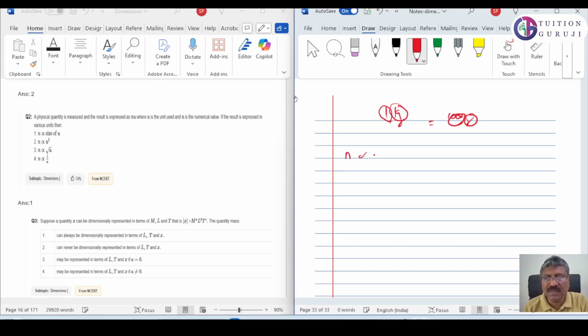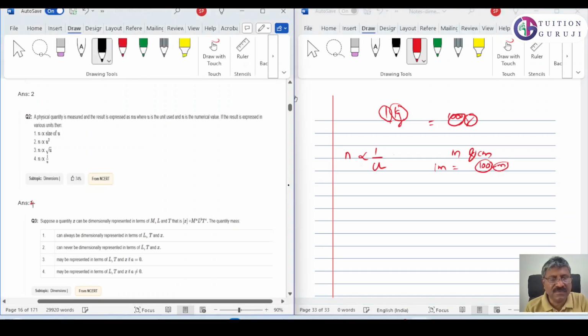Here what happened? The numerical value reduces, which means the unit is a bigger value. Okay, kilogram, it's a bigger value. That means the numerical value is inversely proportional to the unit. Okay, the same is the case with the meter and centimeter. 1 meter is equal to 100 centimeter. Here also the numerical value increases, the unit reduces. So n is inversely proportional to unit. So what is the answer? Answer is actually 4. This is actually wrongly given. Answer is 4. Okay.